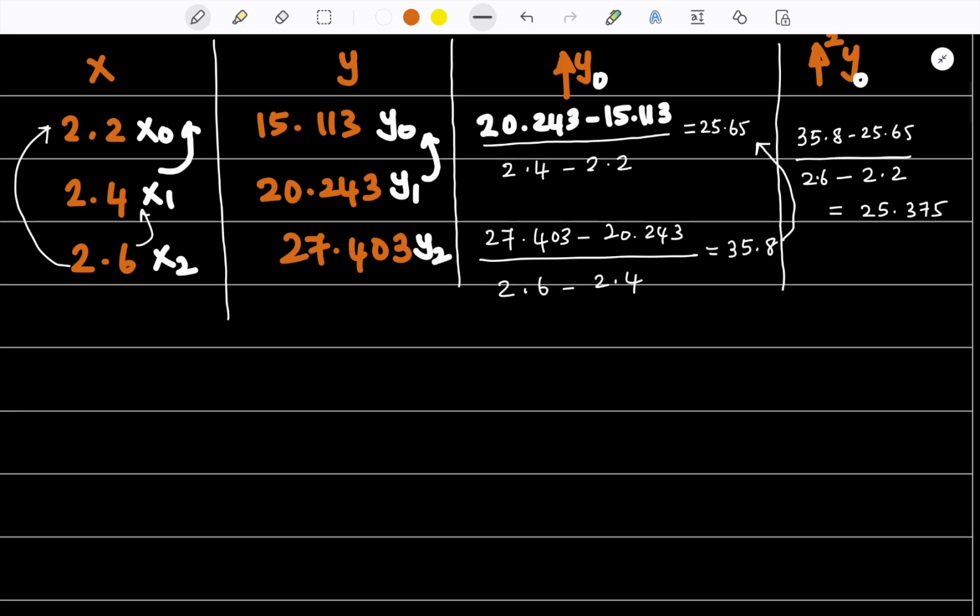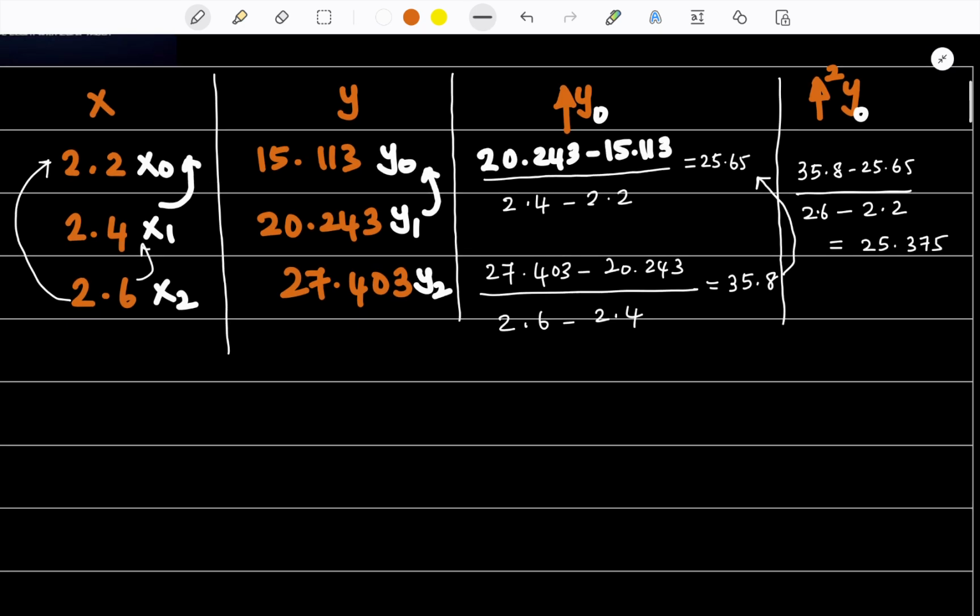Now we created the table. So we are going to consider these values. So these values, I'm going to make a table. So these values I'm going to consider.